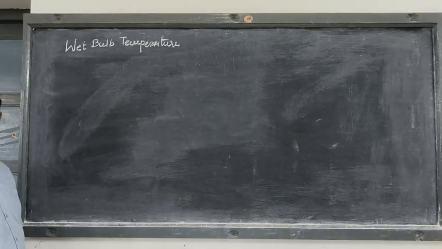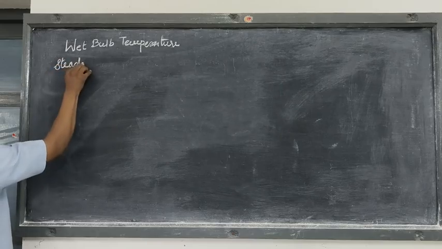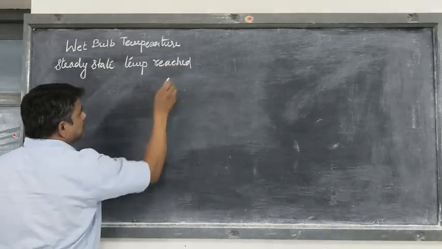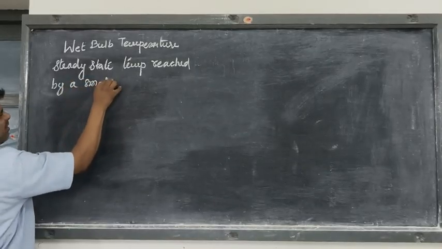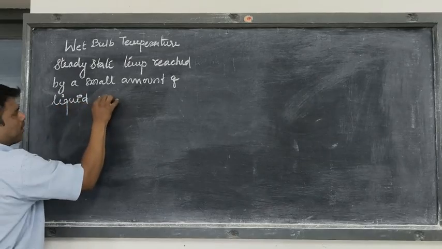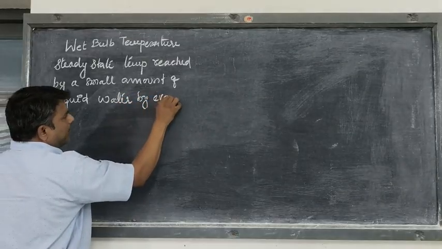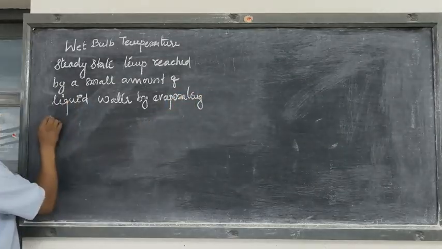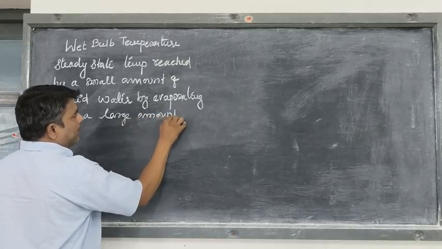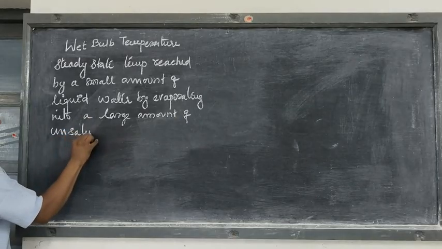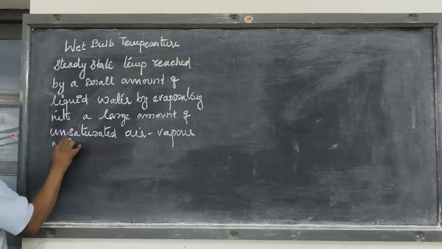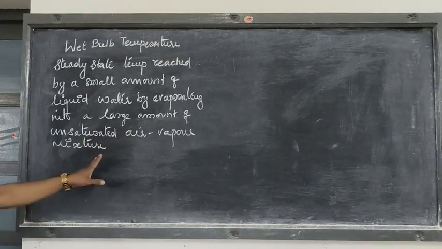Wet bulb temperature is a steady state temperature reached by a small amount of liquid water evaporating into a large amount of unsaturated air vapor mixture. This is a perfect definition for wet bulb temperature.